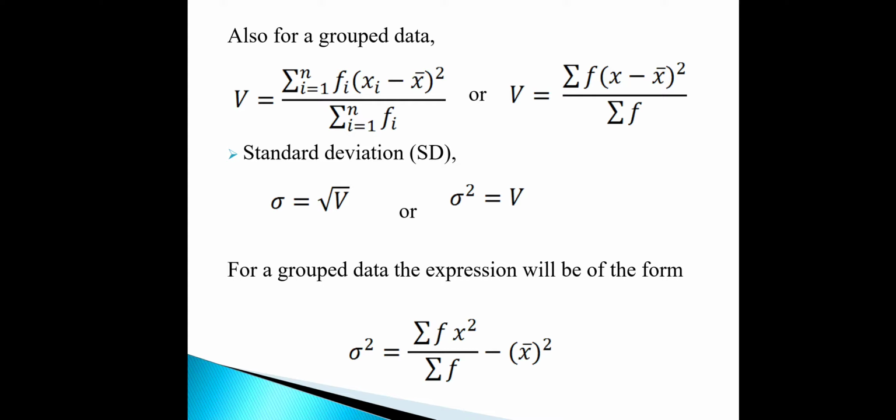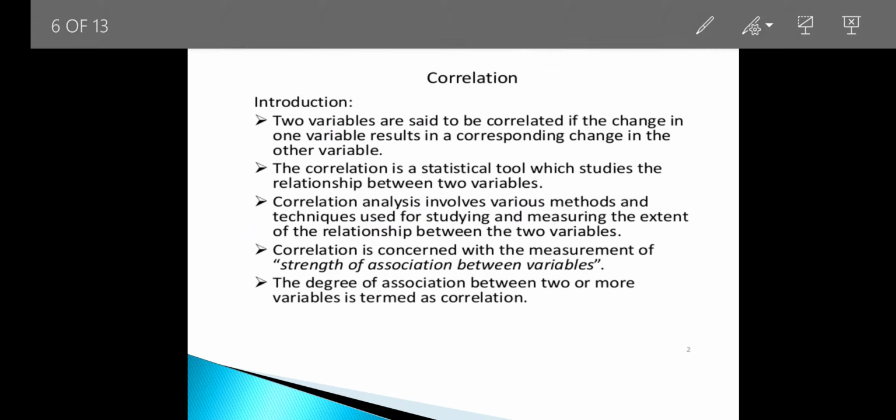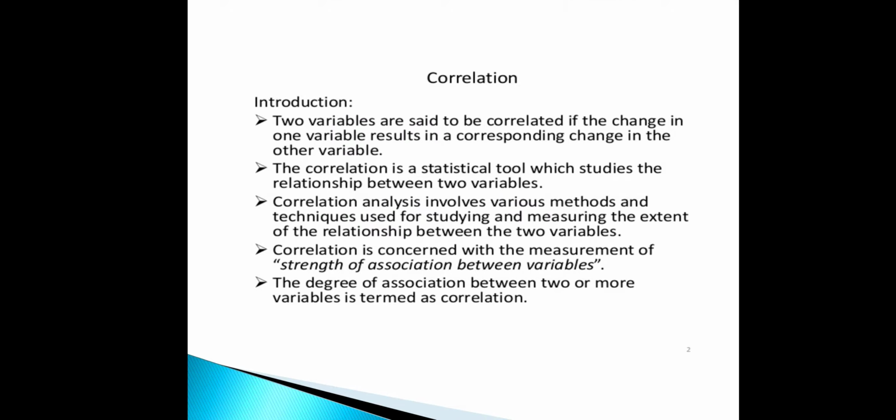Standard deviation is the square root of variance, that is sigma equal to square root of v, or else you write sigma square is v. For grouped data, this standard deviation expression can be written as summation of f x square divided by summation of f minus x bar whole square. So this is some basics about statistics.